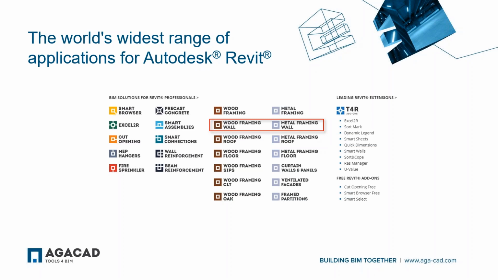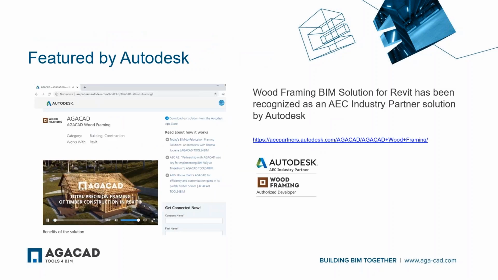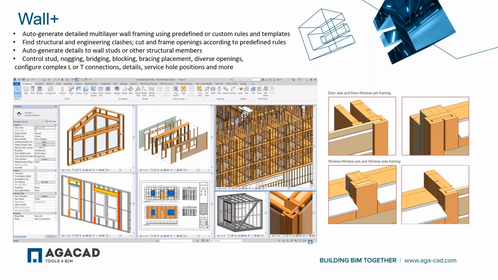Today we're going to talk about BIM solutions called Wood Framing Wall Plus and Metal Framing Wall Plus. They're both intended for detailed design of prefabricated timber and steel walls, wall panels, and panel systems. The Wood Framing BIM solution for Revit has also been recognized as an AEC industry partner solution by Autodesk itself. So, just a quick overview of key benefits of Wall Plus.